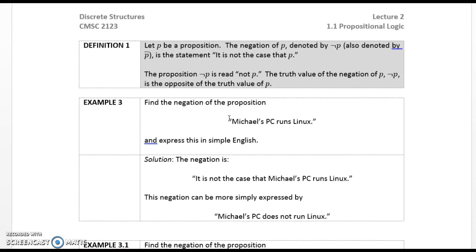Definition 1. Let P be a proposition. The negation of P, denoted by not P, also by overbar P, is the statement, it is not the case that P. The proposition not P is read not P. The truth value of the negation of P, not P, is the opposite of the truth value of P.